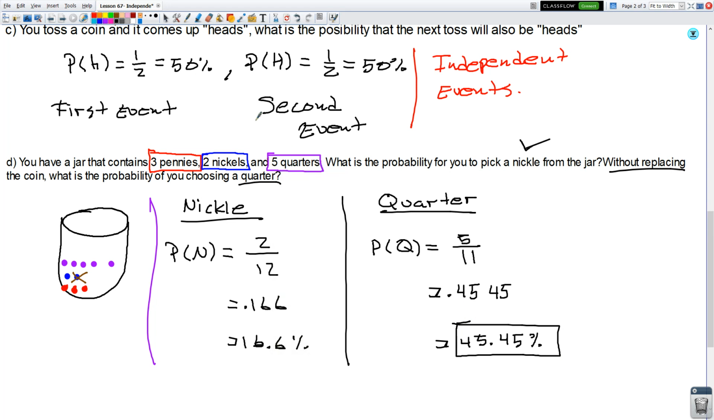So now notice that the first event did have an effect on the second event. Because you did not replace it, you're affecting the different choices that you have for the second event. So this is an example of not independent events.